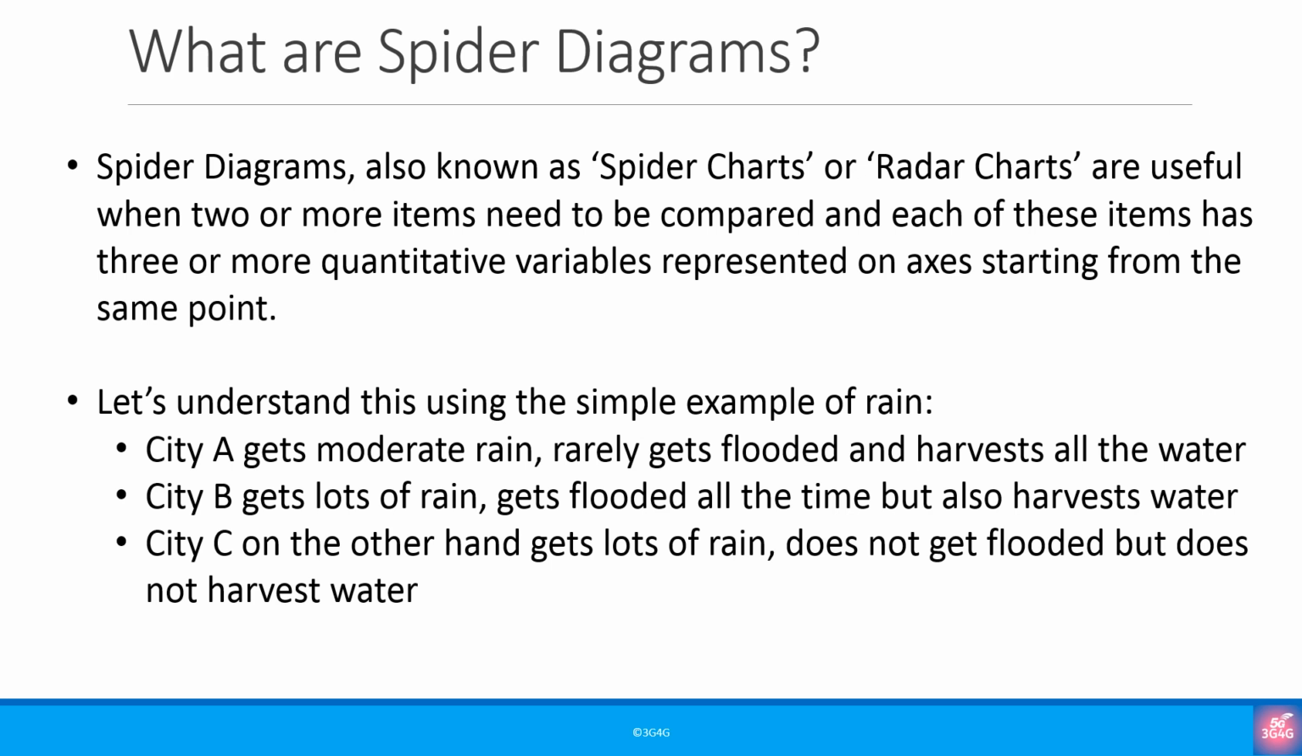City A gets moderate rain, never gets flooded and harvests all the water. City B gets lots of rain, gets flooded all the time, but also harvests water. City C, on the other hand, gets lots of rain, does not get flooded, but does not harvest the water.